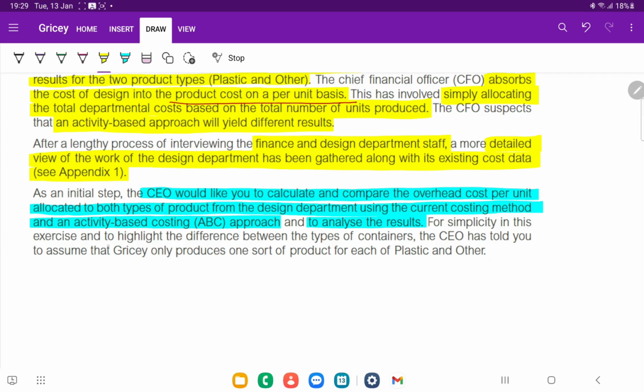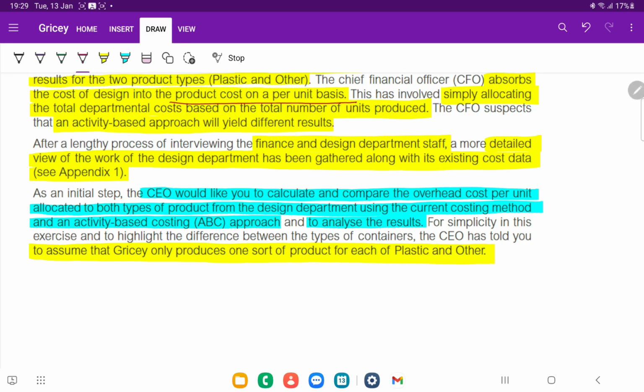For simplicity in this exercise and to highlight the difference between the types of container, the CEO has told you to assume that Griecy only produces one sort of product for each, plastic and other. So the CEO wants you to believe that if we are talking about plastic, we are just producing one type of plastic product, and if we are talking about others, we are only producing one simple type of product. So we are not going to see multiple categories of product within the other container category, right? That's basically what the CEO wants you to believe.